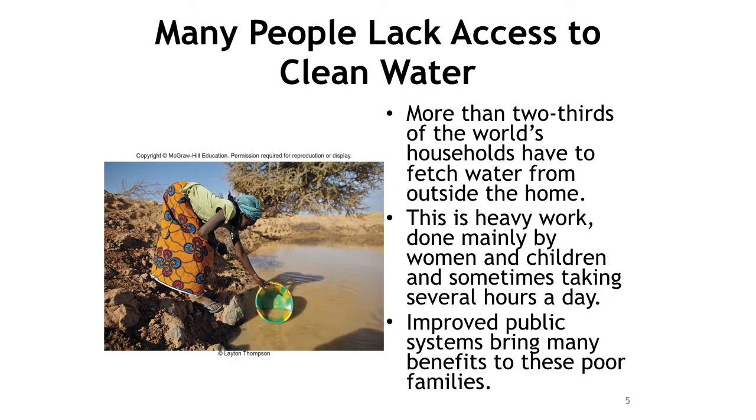More than two-thirds of the world's households have to fetch water from outside the house. This is heavy work done mainly by women and children, and sometimes taking several hours per day. Improved public systems bring many benefits to these poor families. The hours once spent carrying water could be used for other activities, and increased sanitation could dramatically reduce infectious diseases.